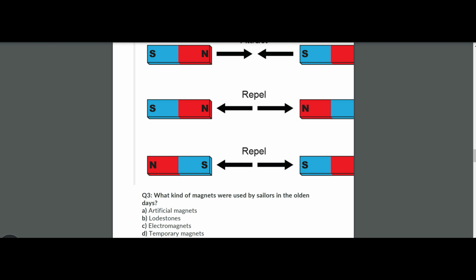What kind of magnets were used by sailors in the olden days? A. Artificial magnets. B. Lodestones.